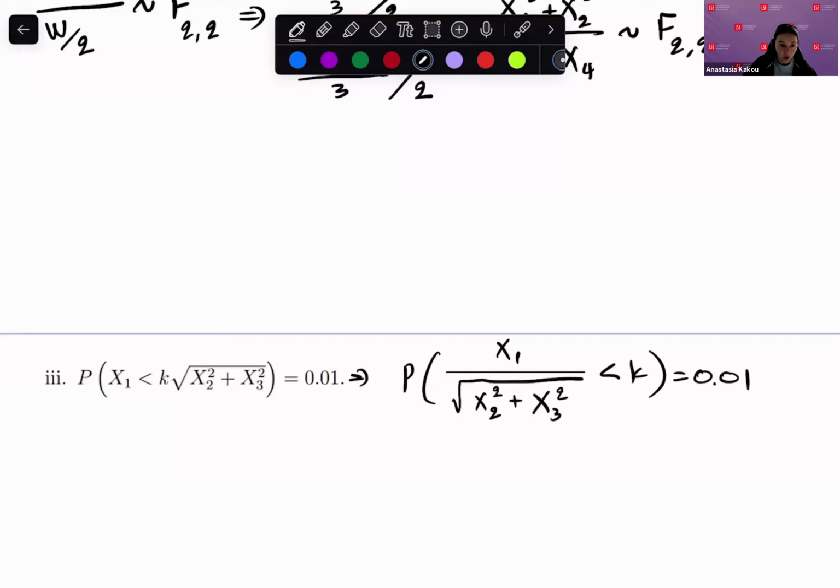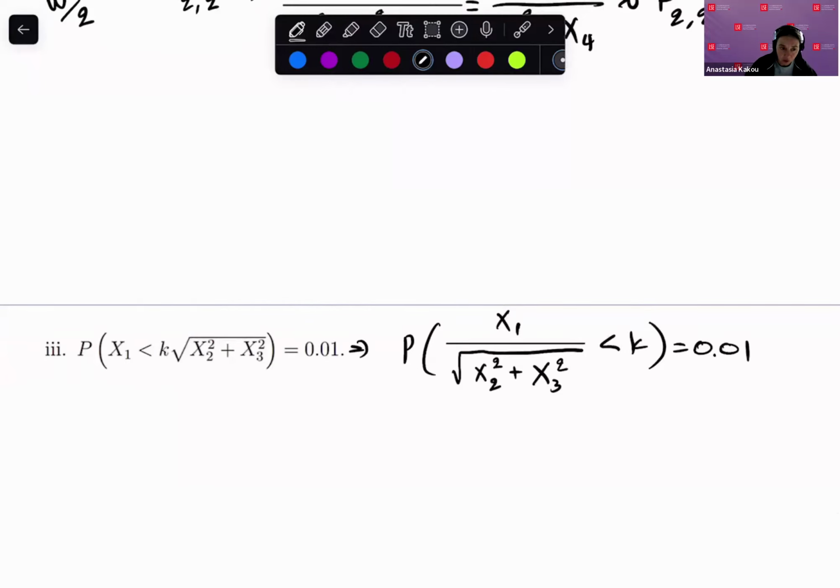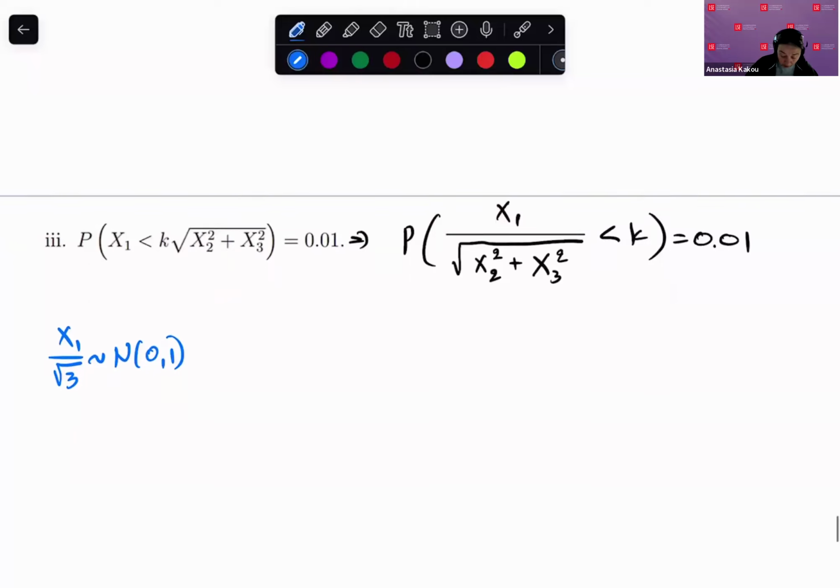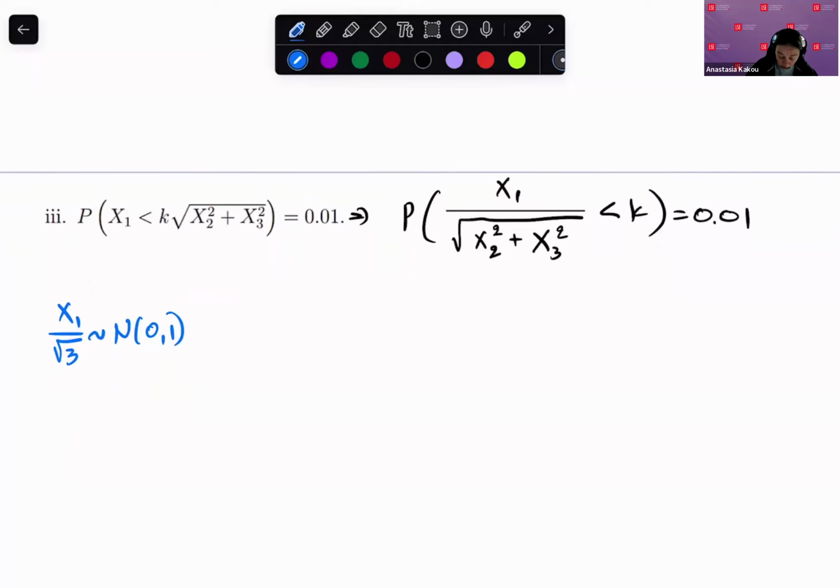All right, so this expression here reminds us of a t-distribution, but it's not yet a t-distribution. We need to create that t-distribution. So again, we start with a standard normal. Okay, so that's a standard normal. We also need a chi-square in the denominator.